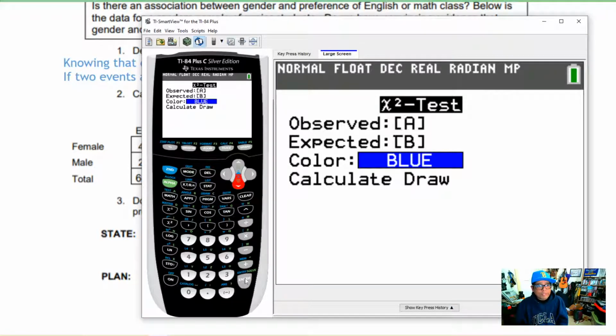Now you're not going to fuss around with expected. Expected is not asking you where is the expected matrix. Expected is asking you where do you want the calculator to put the expected matrix, because once we're finished with this test, it's going to calculate the expected matrix for us. It just needs a place to store that expected matrix. So we're going to push calculate now.